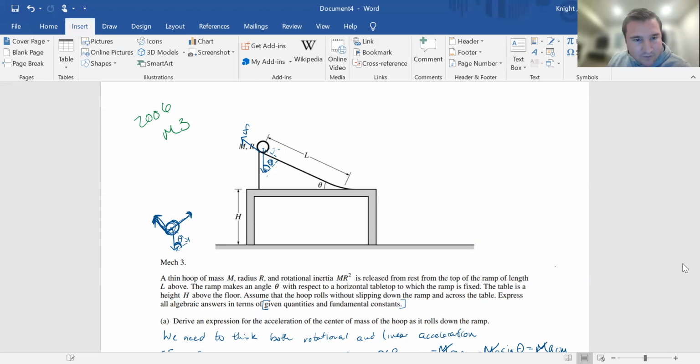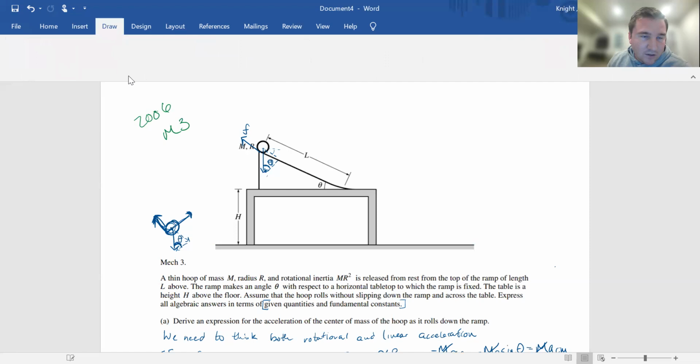I don't know why all my stuff is disappearing. Cool. Exactly what I wanted to happen. Now all my things have disappeared. Now my computer's frozen.